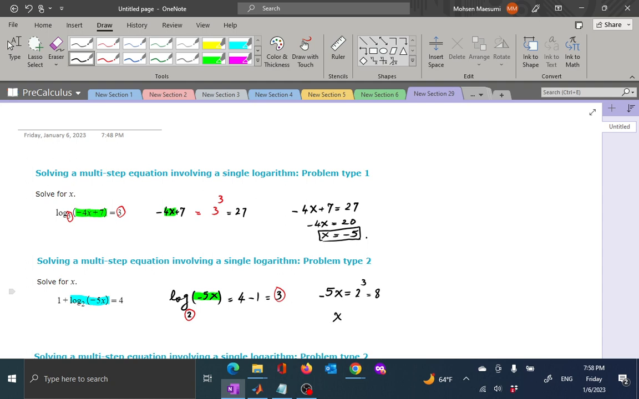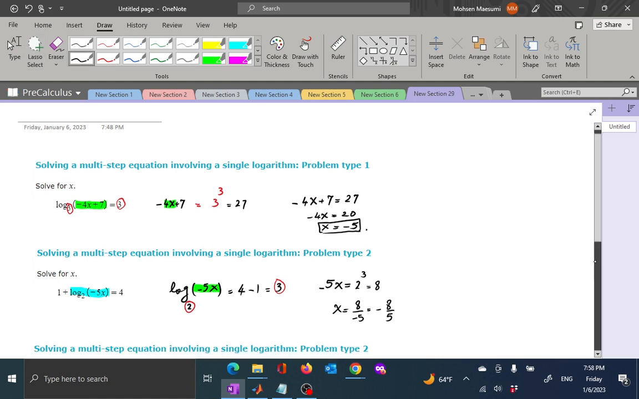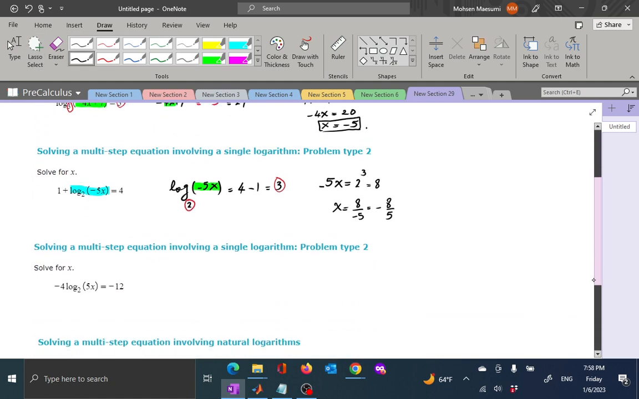So what should x be? x had to be 8 over minus 5. It's customary to put the minus in front, so it looks nicer. Minus 8/5, that's our answer. So in this case, we just have a logarithm here. A number is added to it. All that you have to do is to subtract.